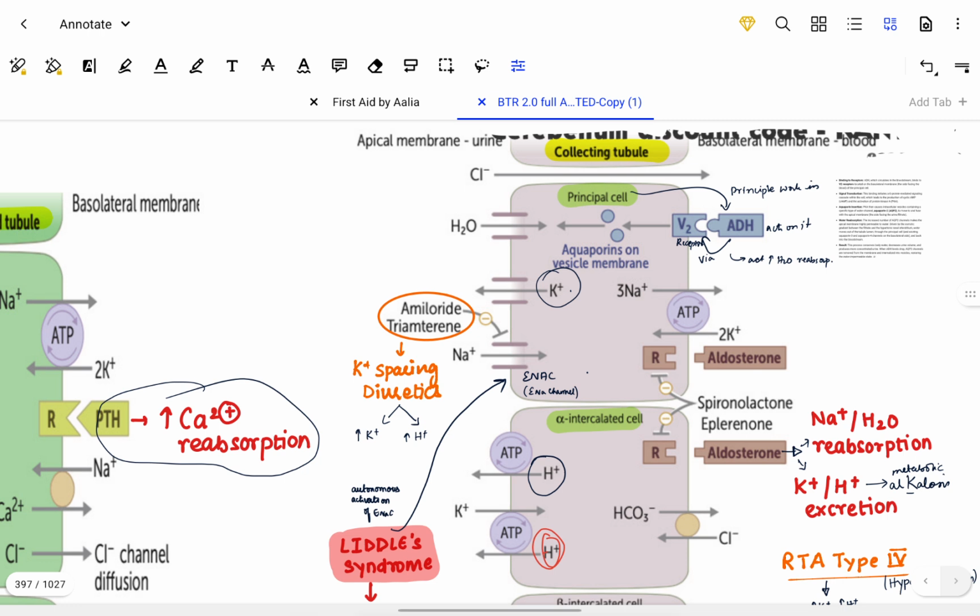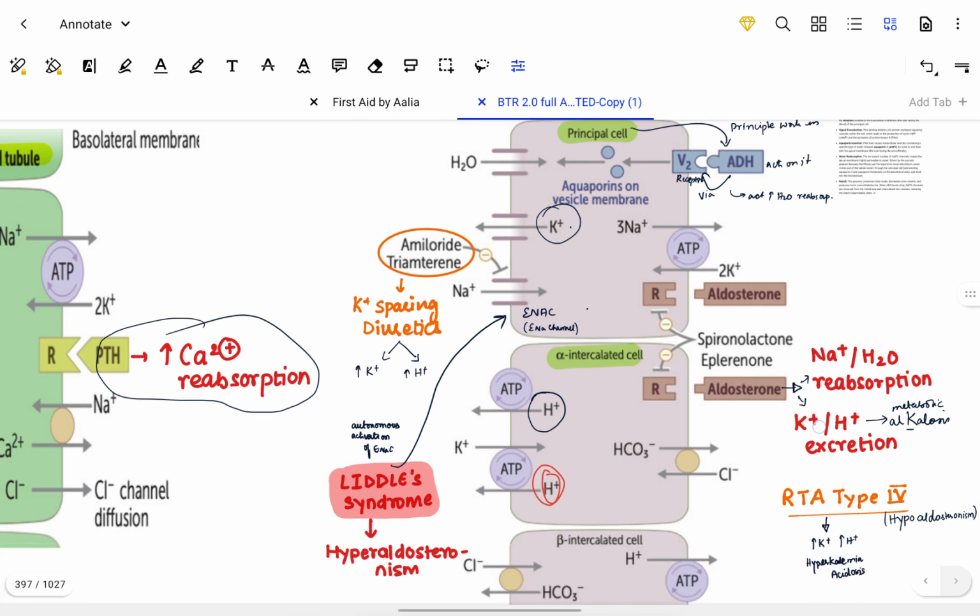Now, a few things to remember: aldosterone causes potassium and sodium excretion, and sodium and water reabsorption. So potassium is excreted from the principal cell and H plus is excreted from the alpha intercalated cell. How do we remember? Acid for alpha. Alpha, acid. So the alpha cell causes acid excretion. H plus excretion is from the alpha intercalated cell and the potassium excretion is from the principal cells. Okay.